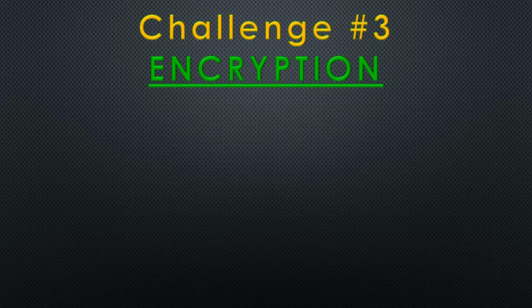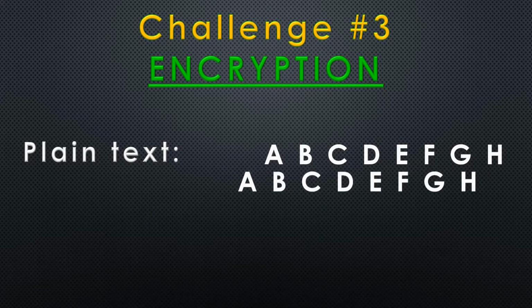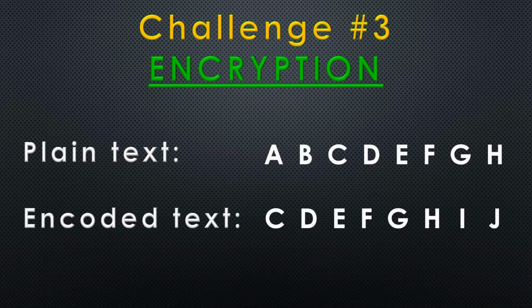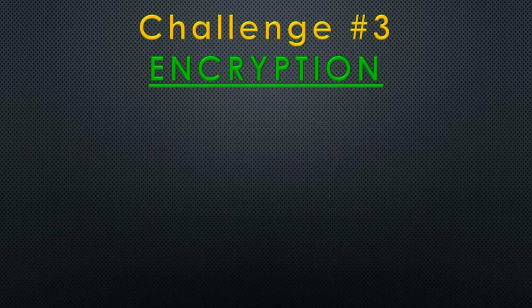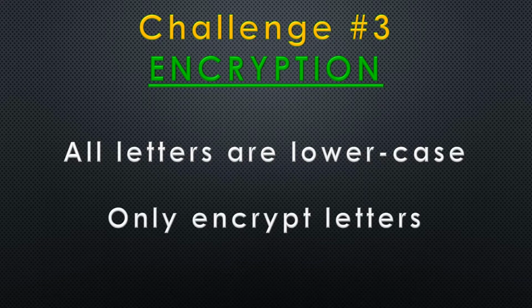As an example, let's say we have A, B, C, D, E, F, G, H. If we shift the alphabet by 2 places, we get that each of these letters would be substituted by C, D, E, F, G, H, I, and J. Also, it is important to note 2 things. First, all letters are lowercase, and any symbols, numbers, and spaces remain the same. In other words, only letters are encrypted.